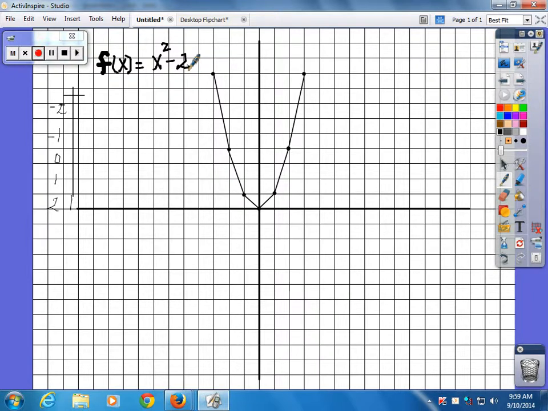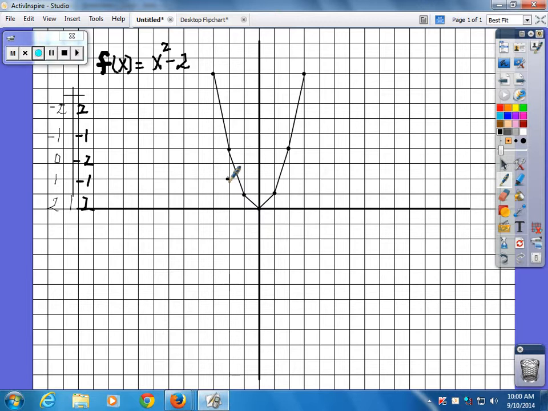What's -2 quantity squared, minus 2? -1 squared is 1 minus 2. 0 minus 2. 1 minus 2. 2 squared is 4 minus 2. So there are our points. So we're going to graph those points. -2 and 2.